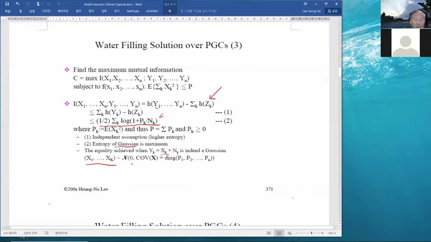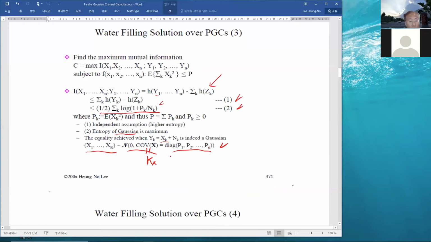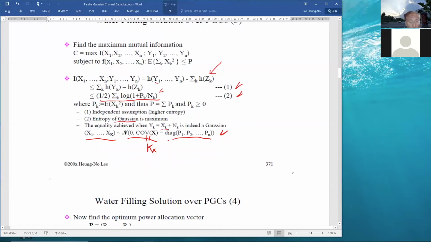When X is Gaussian with the covariance matrix, let's say Kx is a covariance matrix of X, and if it is diagonal like that, then these two equalities for 1 and 2 are met. Okay, so that's going to be the capacity formula for Gaussian channels when the channel noises are independent of each other. All right, so that's the capacity formula. So it is the sum of logs, right? That's the formula.